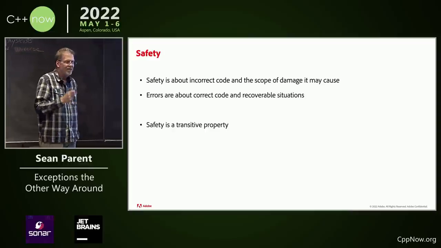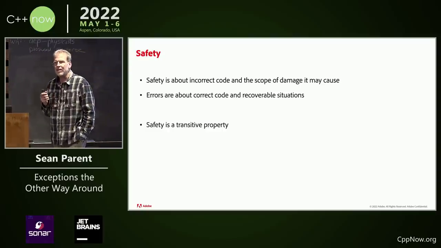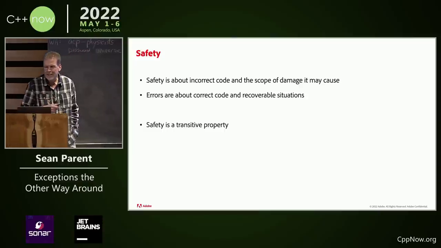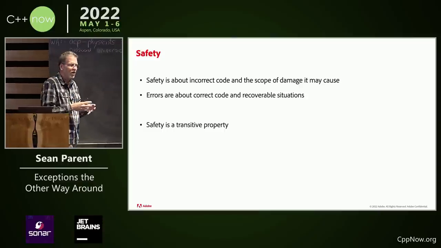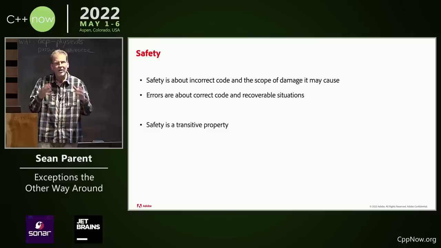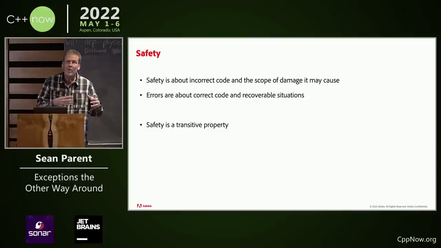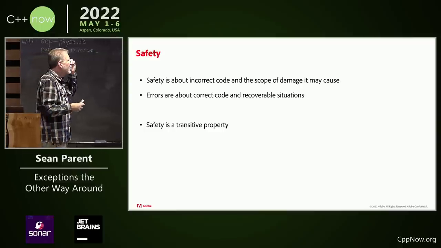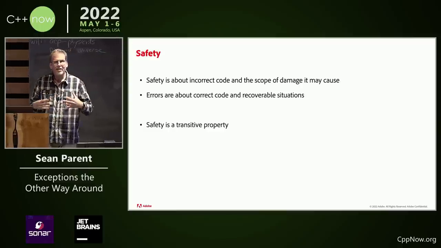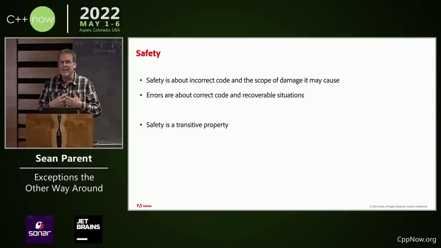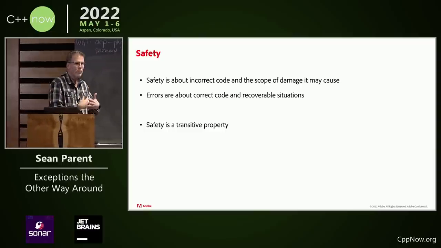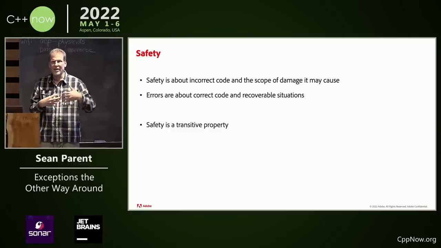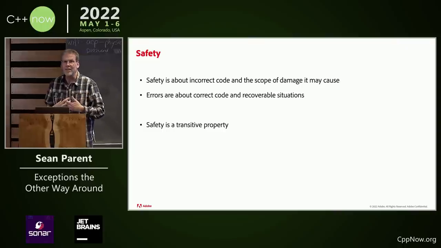So safety is important because safety is a transitive property. What we mean by a transitive property is that if the property holds for some part A and also holds for some part B, then it holds for the sequence AB. Because safety is a transitive property, we can build a safe language, a language with no undefined behavior, which is what Swift tries to be: safety by default.